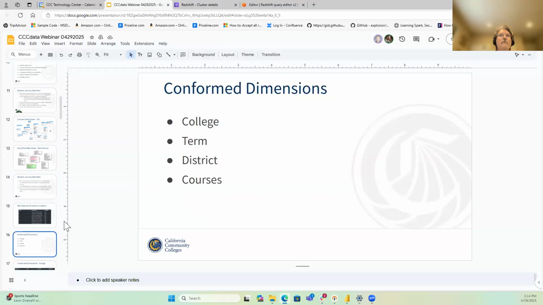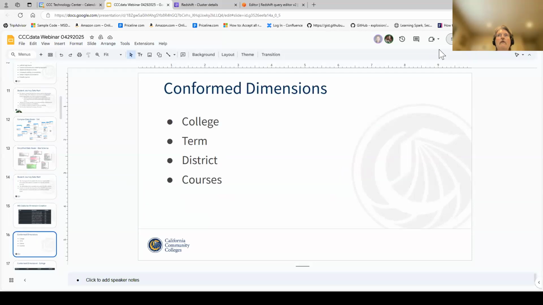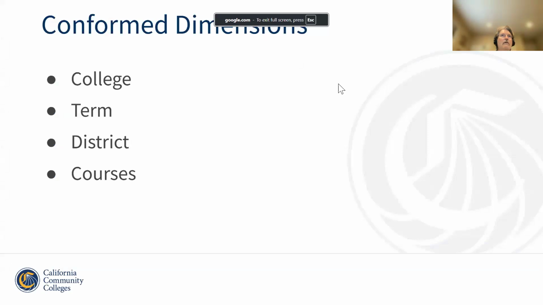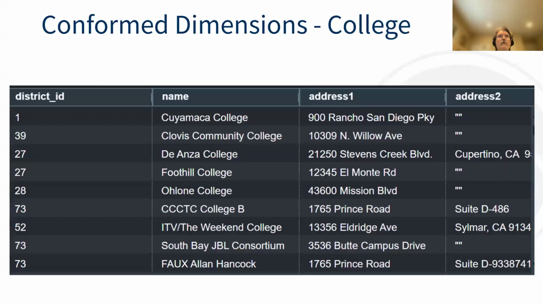Okay, so there are several conformed dimensions. What I mean by conformed dimensions is they apply to more than one mart. So college, term, district, and courses, you can imagine, apply to more than one use case. And college is simply the district, names and addresses of all the different colleges, and a unique MIS code, which is the identifier for the college. And that's one of the main dimensions.